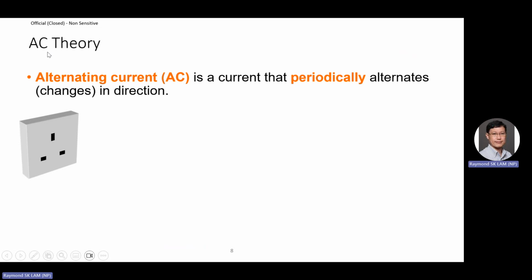So AC stands for alternating current. It's a current that periodically alternates in direction. For example, you can see this 3-pin plug, right? Is it AC or DC? It's AC. If you use some equipment to measure these 2 points in the 3-pin plug, you will see a sine wave.